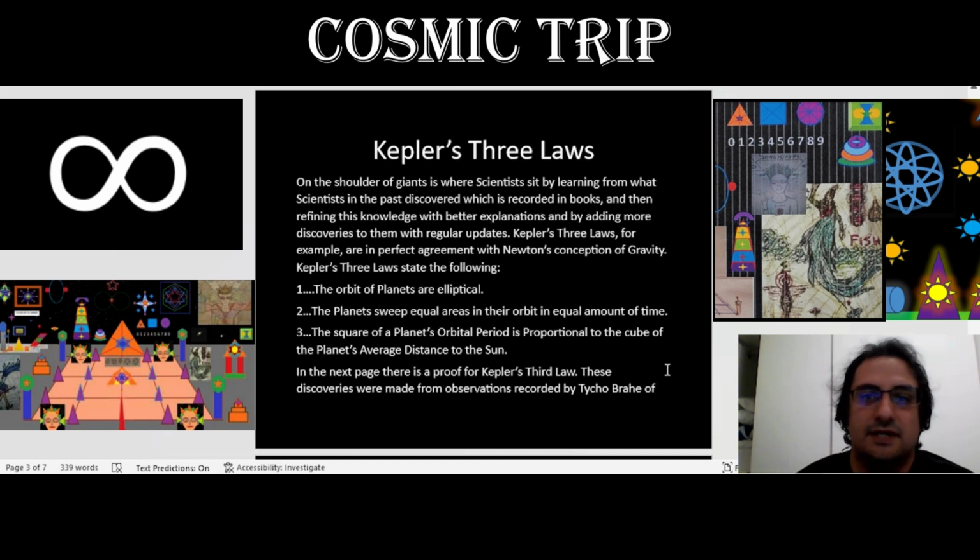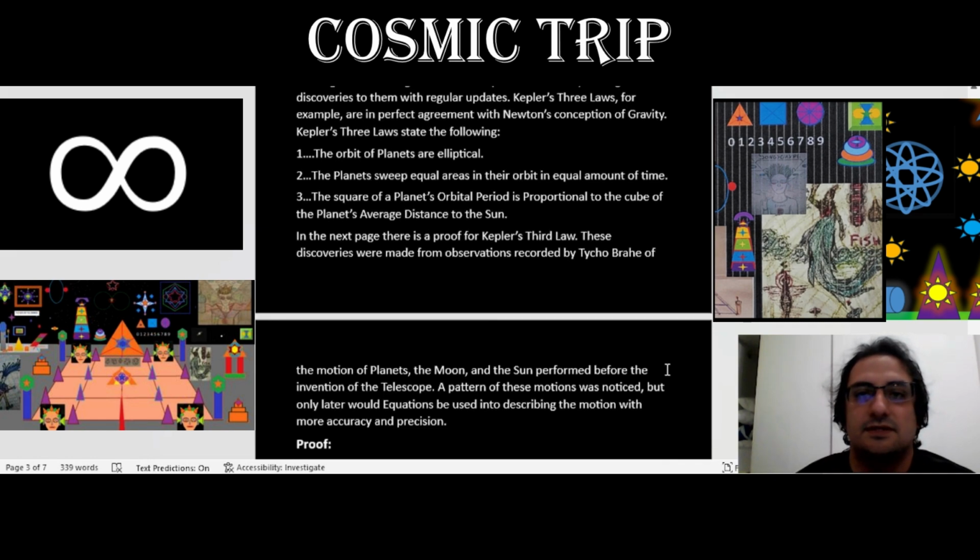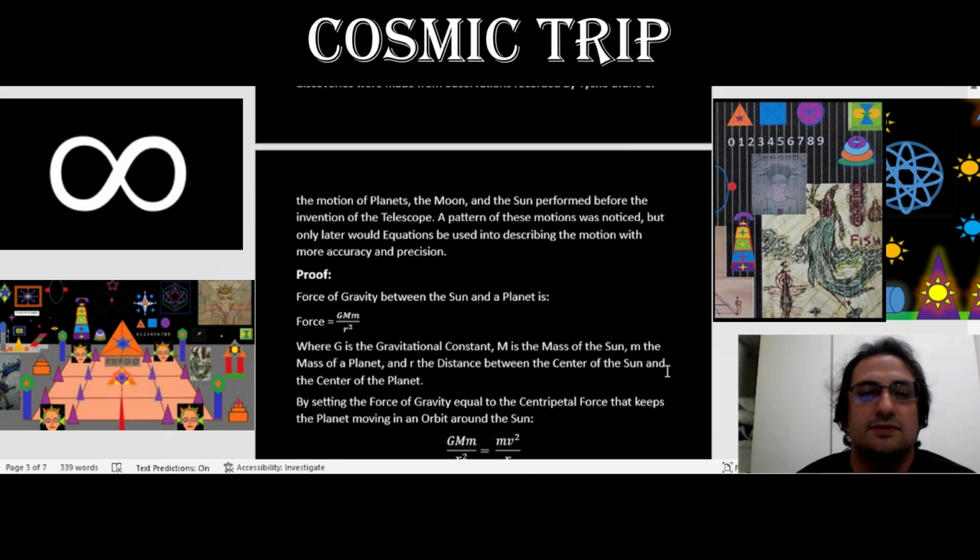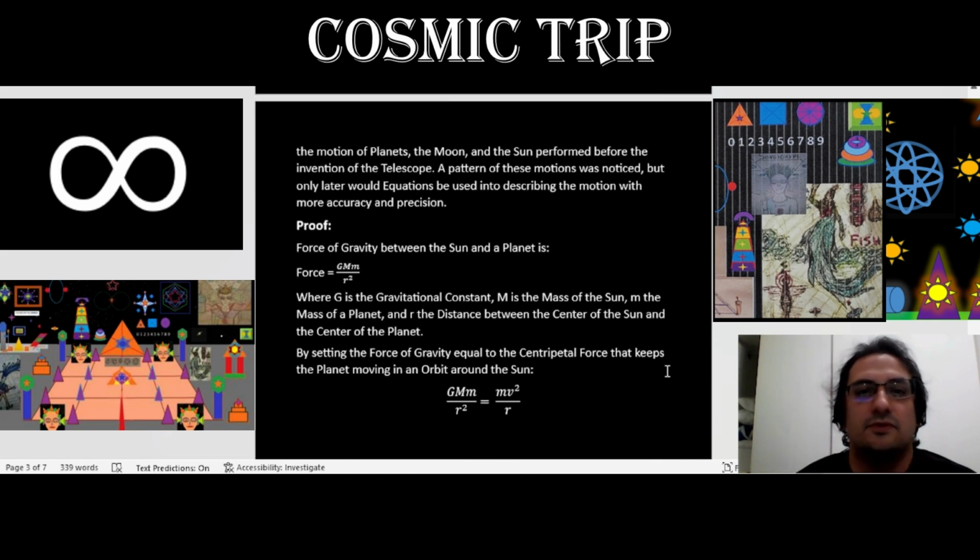Those discoveries were made from observations recorded by Tycho Brahe on the motion of planets, the Moon, and the Sun, performed before the invention of the telescope. A pattern of these motions was noticed, but only later would equations be used to describe the motion with more accuracy and precision.